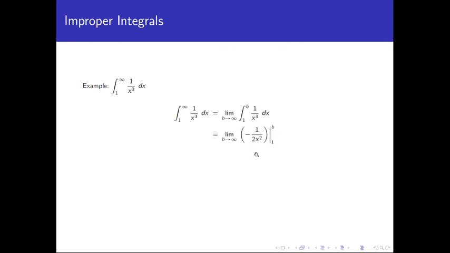The antiderivative for 1 over x cubed would be negative 1 over 2x squared. Plug in your endpoints. We get 1 minus 1 over 2b squared. Now certainly in this case, as b goes to infinity, this term goes to 0. It's arbitrarily small here. This goes to 0, so this limit turns out to be 1.